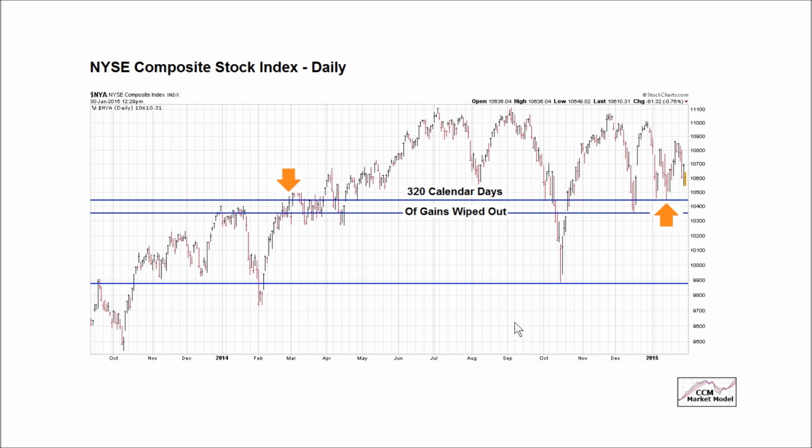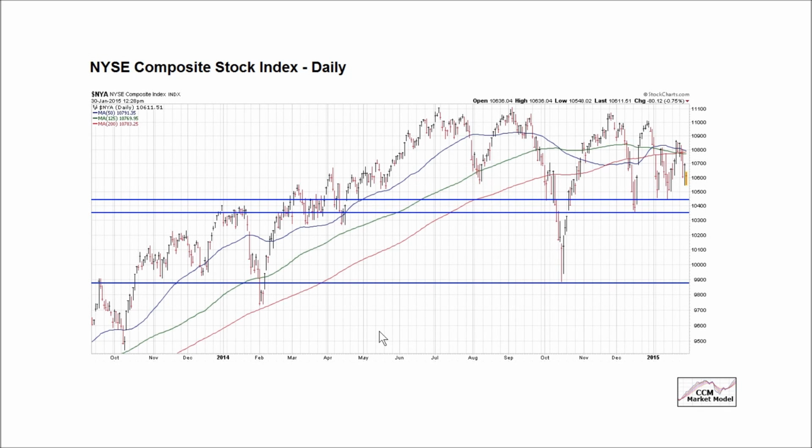2015 has been deja vu all over again. The recent pullback here wiped out 320 calendar days of gains. If we add some moving averages to the chart, we can help define the mathematical risk that's been piling up. This is the 50-day moving average in blue, the 125-day in green, and the 200 in red.